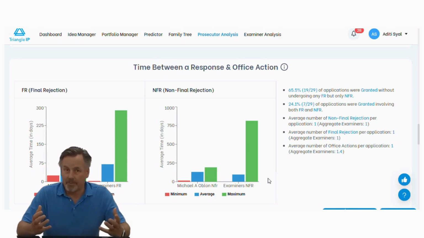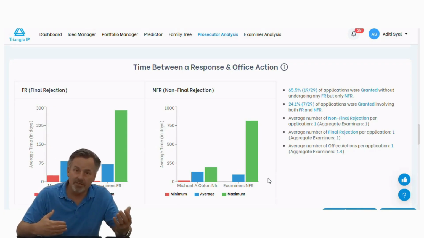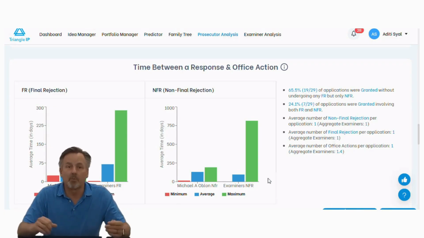And this is one of those sections that comes up a lot in practice, because one of the most common questions from inventors is, we just responded, when do we hear back? This section answers that with actual data, so you're setting real expectations instead of leaving people in the dark.